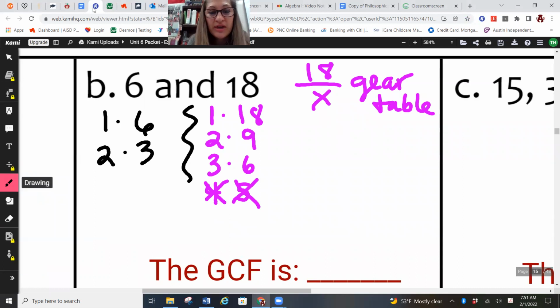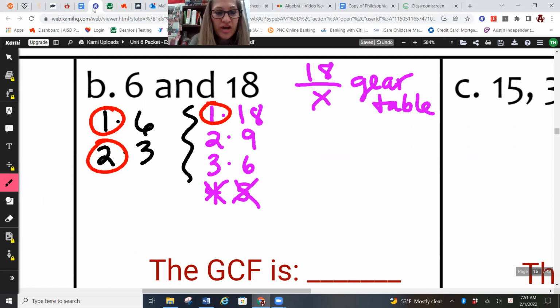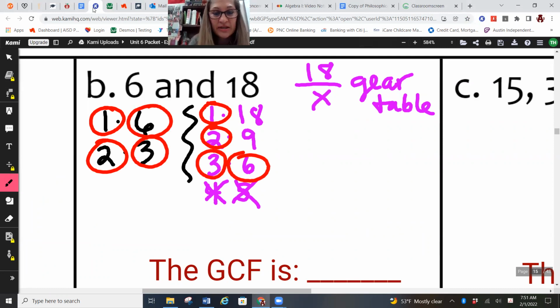Okay, now which ones do they have in common? They're always going to have a 1 in common, I'm just saying. They each have a 2 in common. They each have a 3 in common. They each have a 6 in common. So the greatest number that they have in common is 6. That's right.